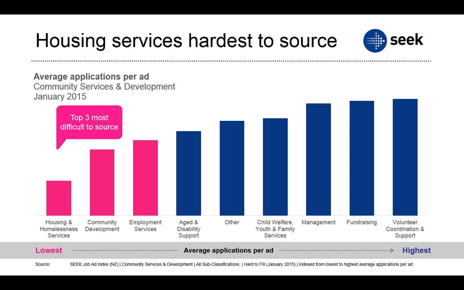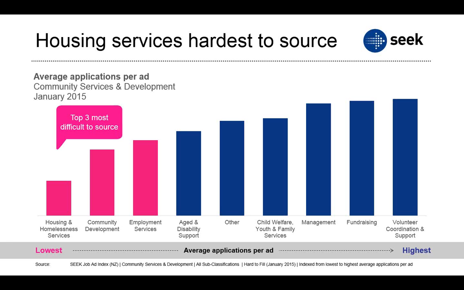The best way for us to measure supply and demand is by looking at the average applications per ad. The key thing that we look at here is an index, so it's not just a linear scale. If you could imagine, let's say housing and homelessness services get one application per ad on average, then you would be confident to say that community development would get about two, employment services would get about two and a bit, and aged and disabled support would get almost two and a half.